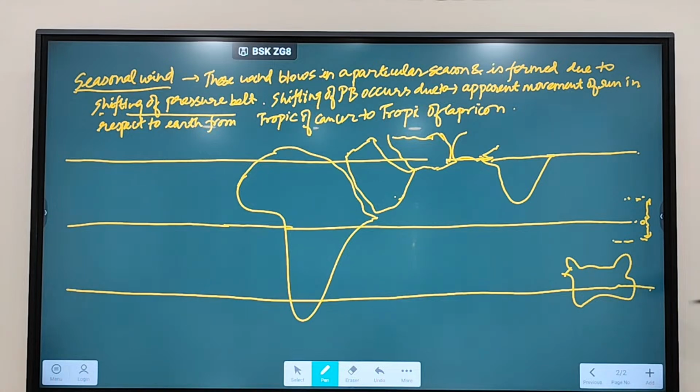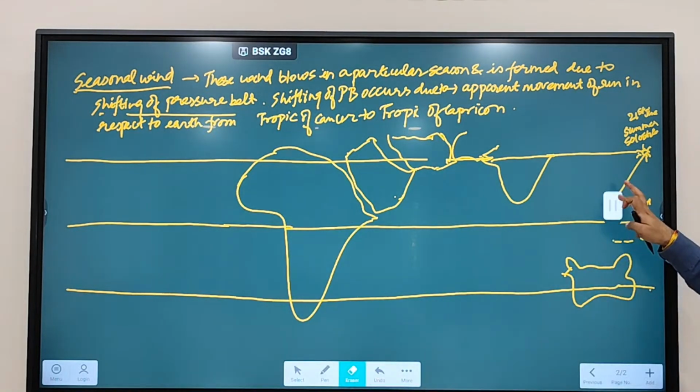But when the sun position shifts over here, to the Tropic of Cancer at the summer solstice, generally around 21st June, sun is overhead at the Tropic of Cancer. Which region is going to be more heated? The Tropic of Cancer is going to be more heated than the equatorial region, because here slanting rays are coming, and there direct rays are coming. Remember, heating is due more to direct rays than slanting rays. So the equatorial region is going to be less heated.